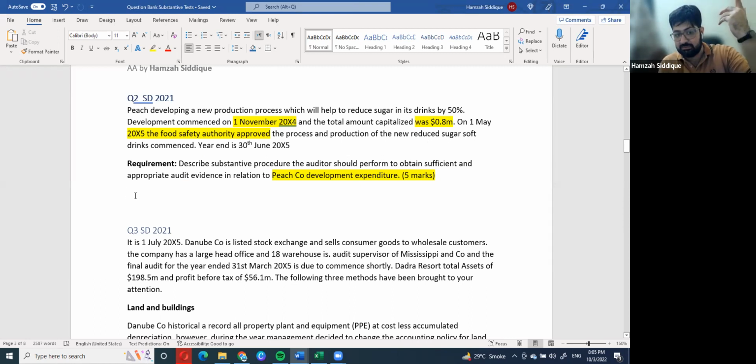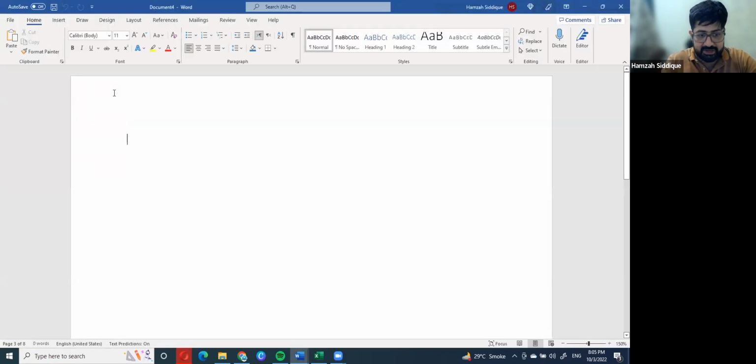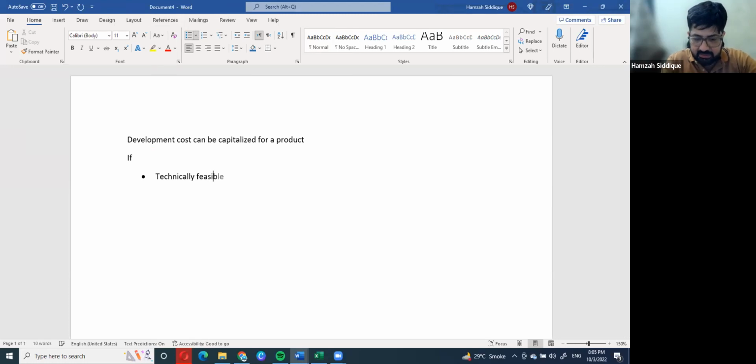Now, development expenditure criteria. What is that? So then, I will write the accounting treatment first here. In exam, you will not write this accounting treatment. Let me write separately. So then, development cost can be capitalized for a product if it is technically feasible, it is commercially feasible, its cost can be measured reliably. This is the accounting treatment which we have studied in F3.